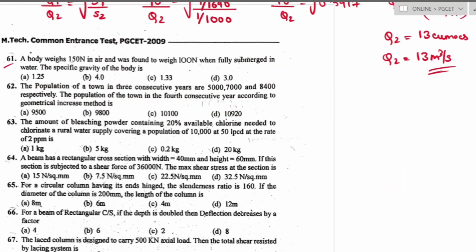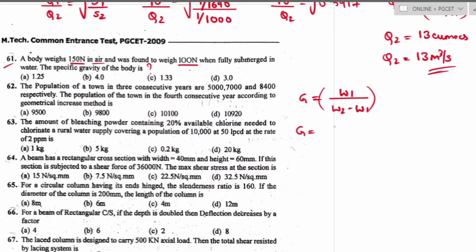Question number 61. A body weighs 150 Newton in air and was found to weigh 100 Newton when fully submerged in water. The specific gravity of the body is. So to find the specific gravity, we know that specific gravity G is equal to W1 divided by W2 minus W1.